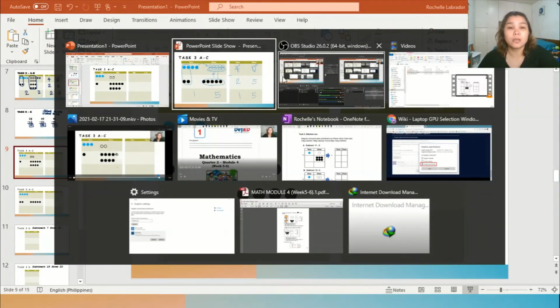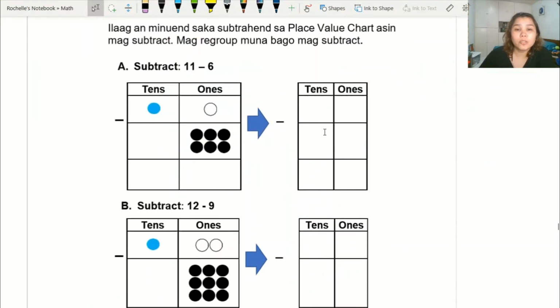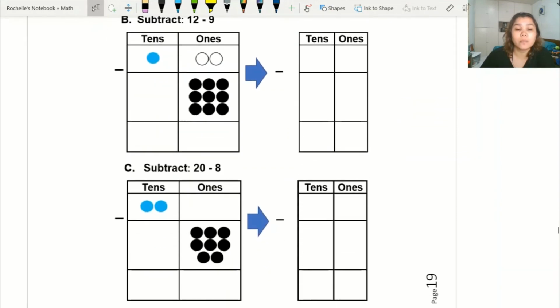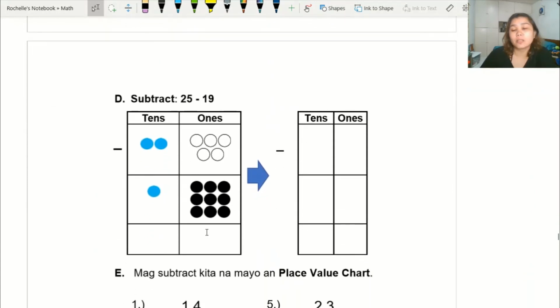Okay, let's go back to this one. So, the same procedure as what you did with 11 minus 6, 12 minus 9, 20 minus 8, and this one, 25 minus 19. Okay, pause so that you can answer this with no missing items. You also need to draw the circles, the blue chips and the white chips, here and the numbers on the right column. Pause to finish, and then resume if you're ready for the next task.